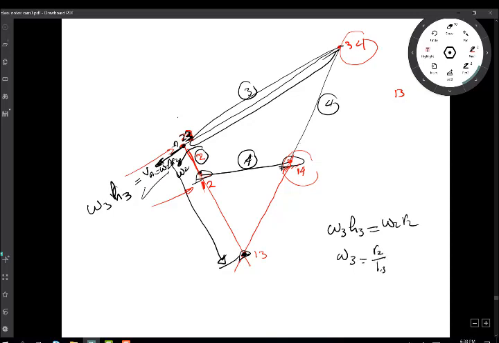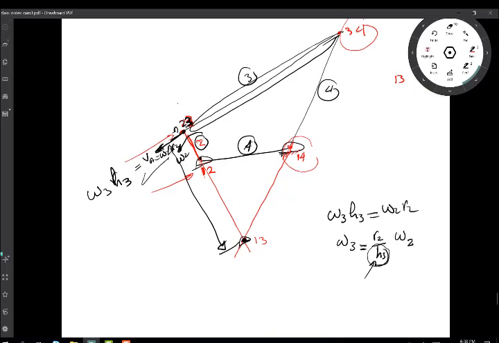So that's not an expression I can substitute any value into, because what happens here is the value of h3 is going to change as the linkage rotates, and then you get a different value for omega 3. All right, it is as simple as that.